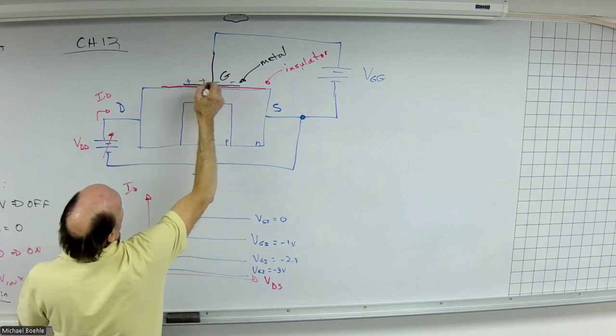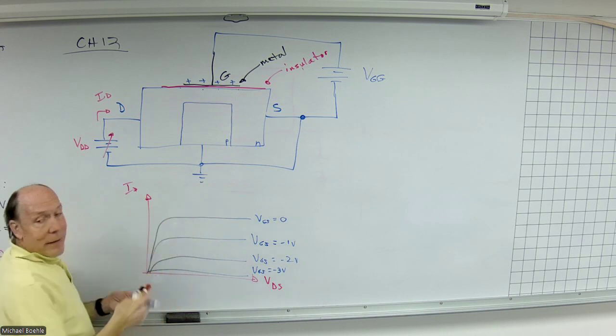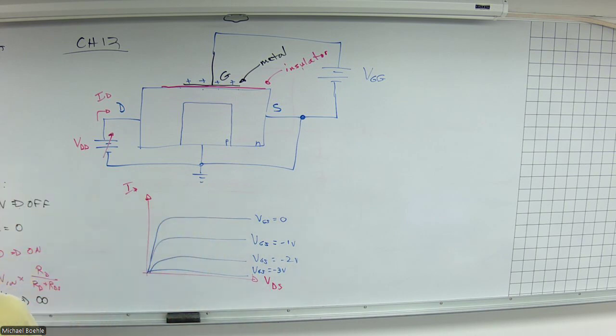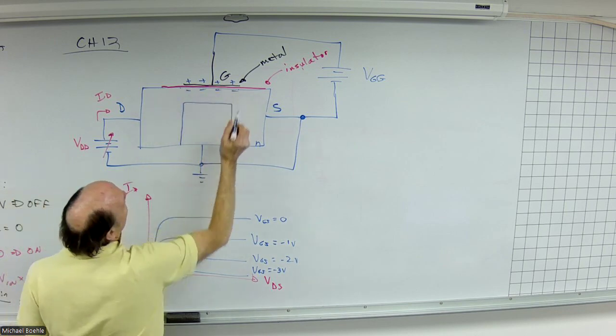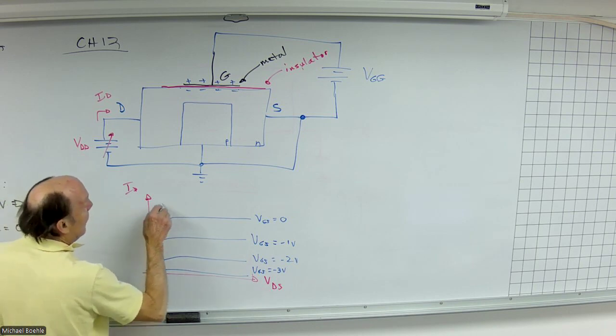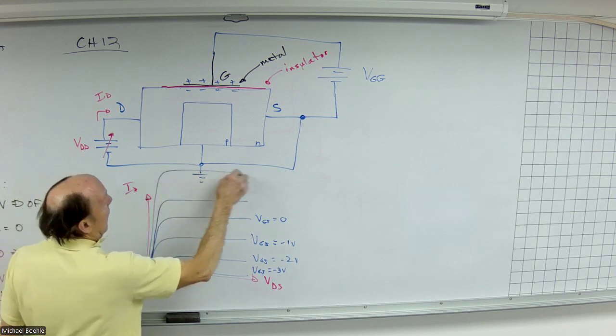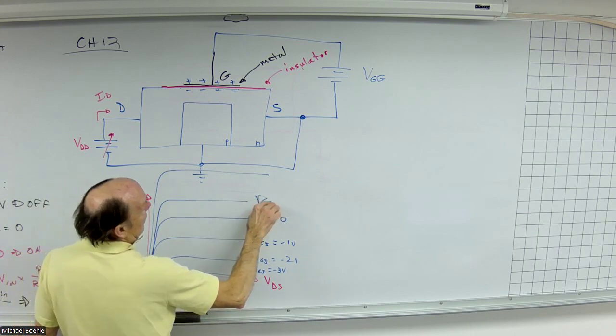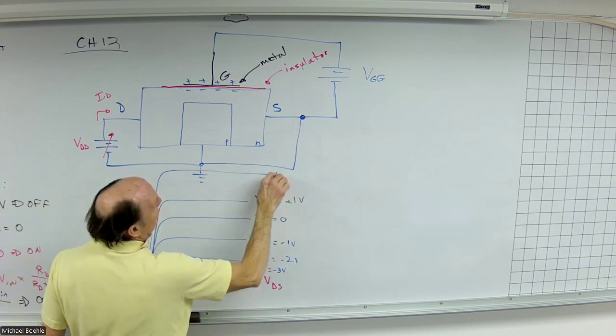So if the gate is now positive, that means the other side of my capacitor is going to have negative charges. In other words, I'm going to bring in more electrons. Well, that makes the channel what? More conductive. And so I actually create another set of curves when the gate source voltage is positive.